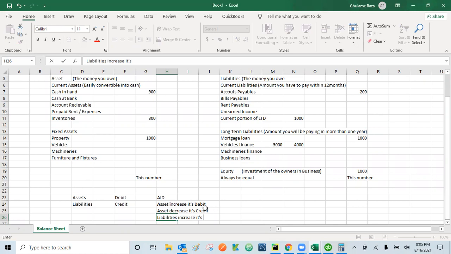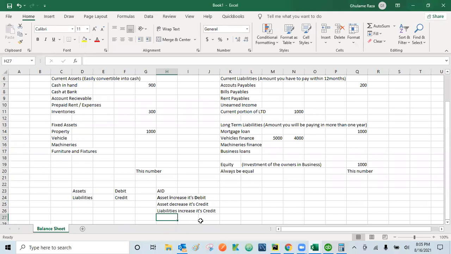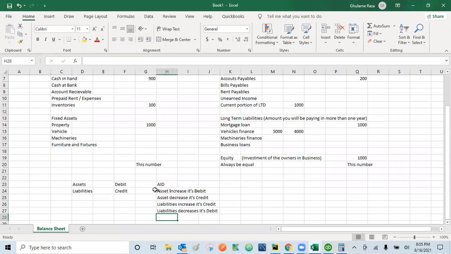One is you own, the other one is you owe. So they are both opposite. So if asset increases, it's debit. When the liability increases, it's credit, because it's opposite to the first one. And the fourth option is where if you know that the liability is increasing, it's a credit, then it means if the liability decreases, it's debit. So if you just remember this word, you can derive 80% of the transactions out of the journal entries.